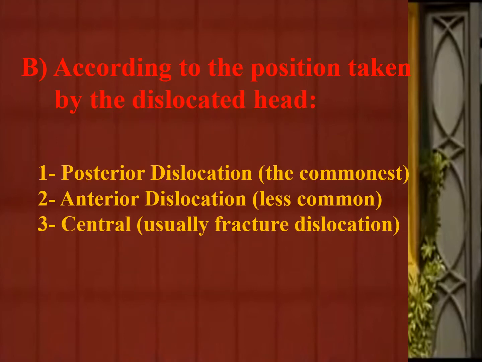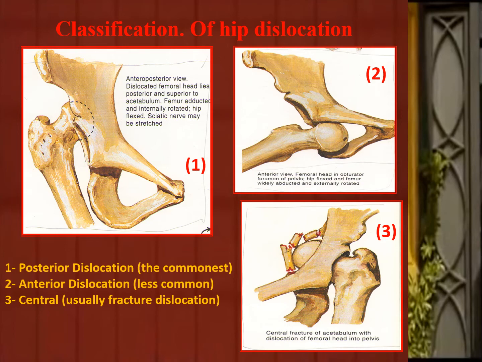If we classify dislocation hip according to the position taken by the dislocated head, we have posterior dislocation, which is the commonest, anterior dislocation, which is less common, and central dislocation, which is usually associated with fracture of the floor of the acetabulum. That's why it is always called central fracture dislocation. As we see, number 1 is the posterior dislocation, number 2 is the anterior dislocation, number 3 is the central fracture dislocation.